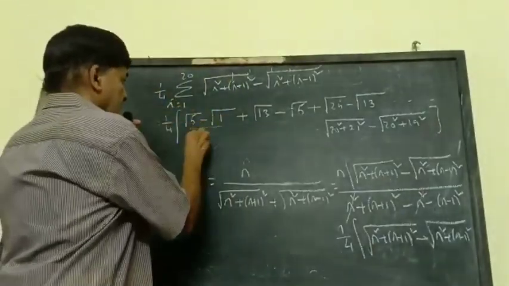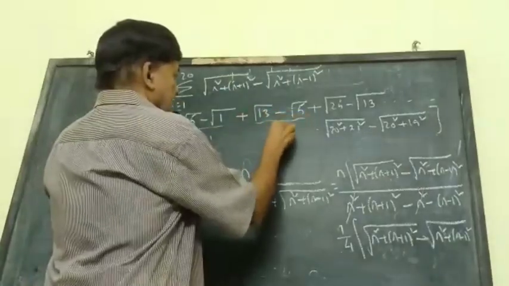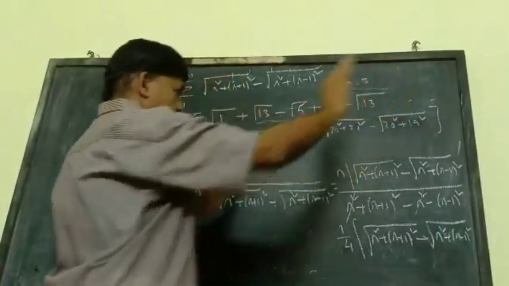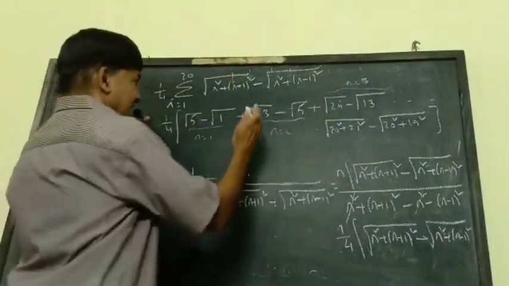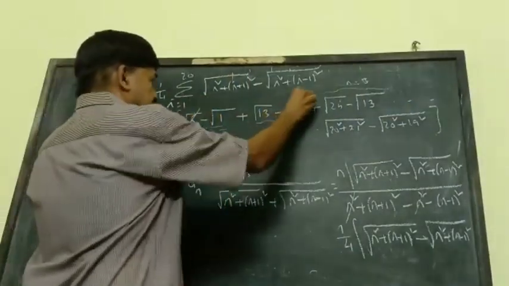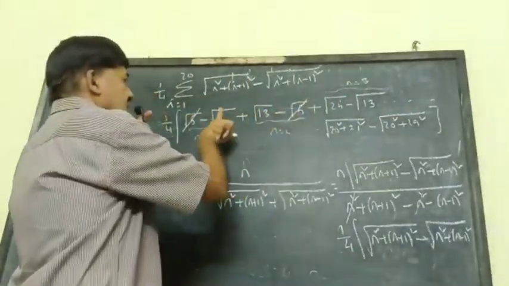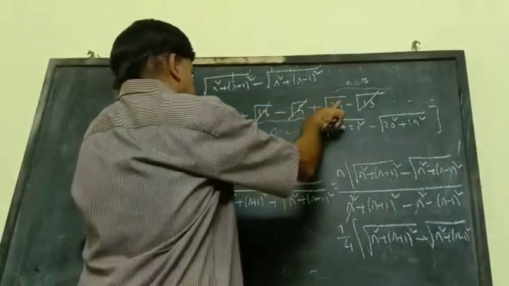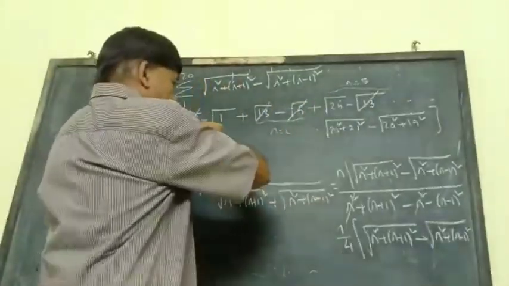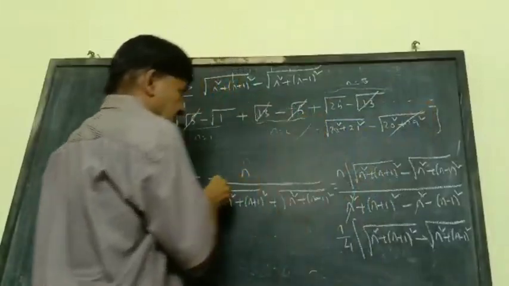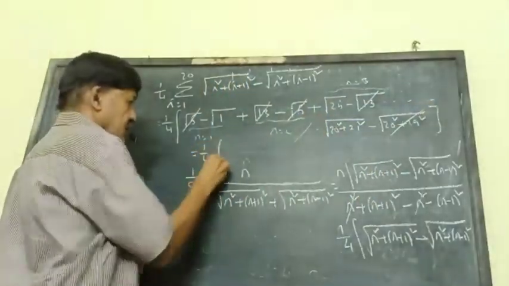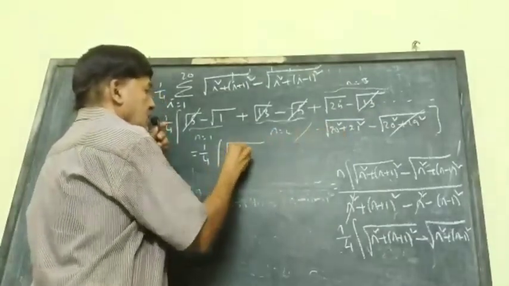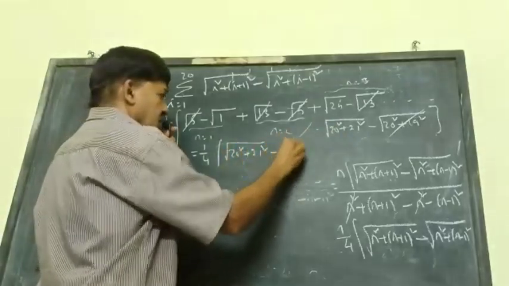This is for n equal to 1, this is for n equal to 2, this is for n equal to 3, and so on. See, if you consider up to this, this will cancel. You will get this minus this up to 2 terms. Up to 3 terms, this will cancel, this minus this will cancel. Up to the last, this will cancel with the other one. You will be left with root of 20 square plus 21 whole square, minus 1.